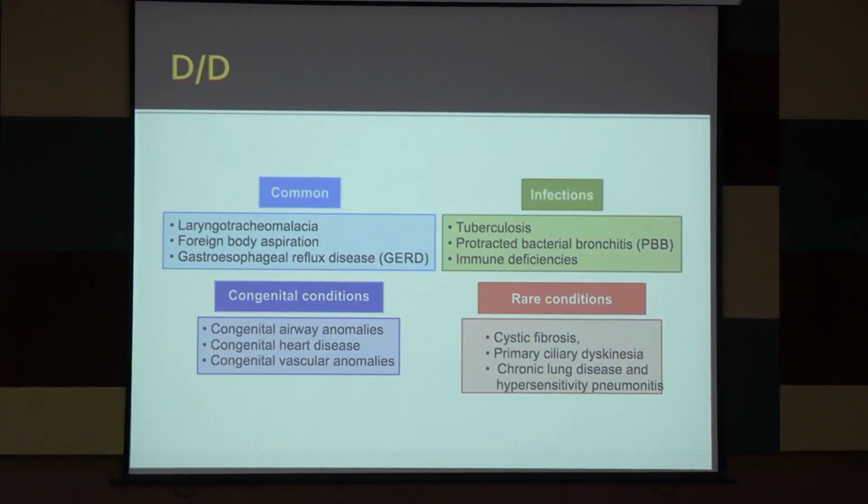Next, what are the differential diagnoses if a child is coming with recurrent wheezing? Common causes are laryngotracheomalacia, already discussed in the last class, foreign body aspiration, GERD, gastroesophageal reflux disease. What are the infections? TB, PBB, that is protracted bacterial bronchitis, and immune deficiency. Some congenital conditions may present with recurrent wheezing, like congenital airway anomalies, congenital heart disease, congenital vascular anomalies, and some rare causes: cystic fibrosis, ciliary dyskinesia, chronic lung disease or hypersensitivity pneumonitis.